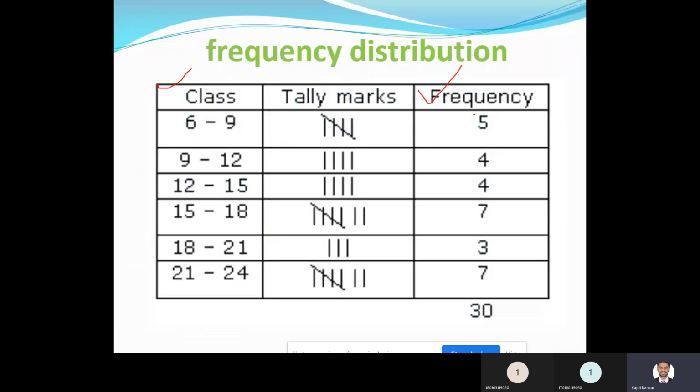Suppose it occurs 5 times between 6 to 9. So here the frequency is 5. Under the second range, 9 to 12, the frequency is 4 times. Likewise, you can create the frequency distribution table, and from this frequency distribution table you can draw the histogram.